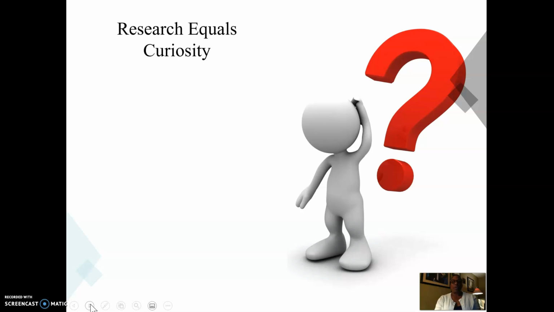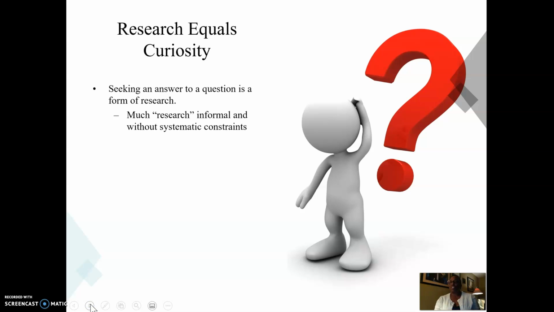Research equals curiosity because there is a question needing to be answered. And we do that in the form of research. Research can be informal and without systematic constraints. Just looking up a word in the dictionary or doing a Google search about something can be an informal type of research.